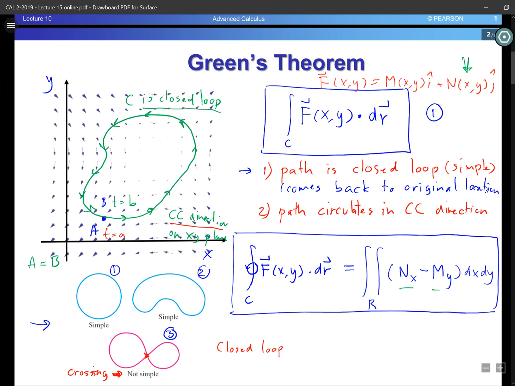And this R represents the region R that is enclosed by this path. This is the R that we refer to in the formula. Okay, as long as you know the shape of this loop, you can perform the double integration. So that's what you just see, the Green's theorem.